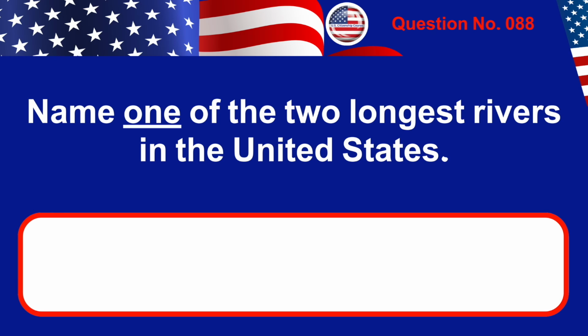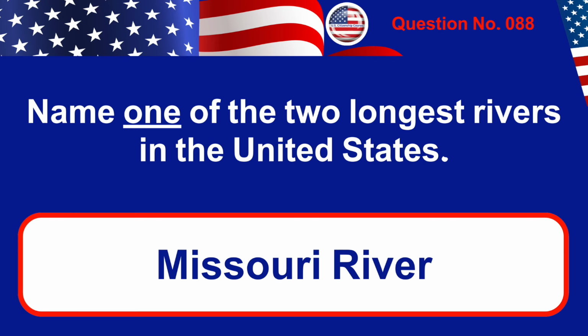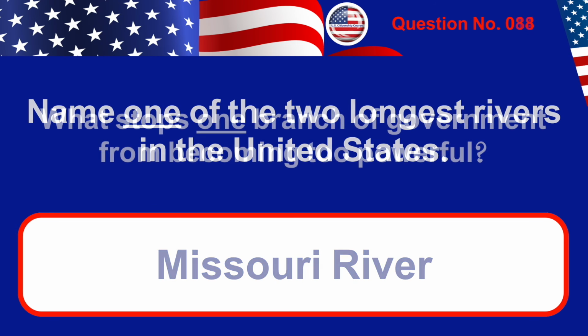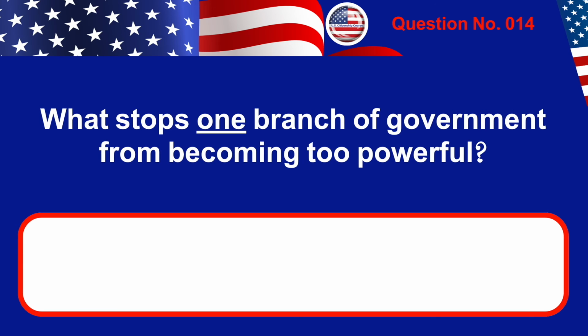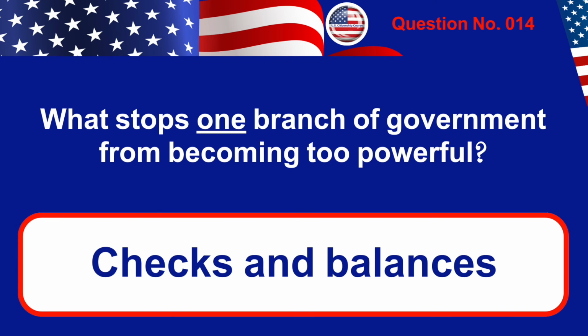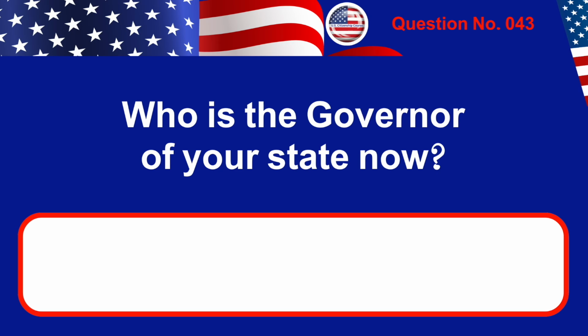Name one of the two longest rivers in the United States. Missouri River. What stops one branch of government from becoming too powerful? Checks and balances. Who is the governor of your state now?